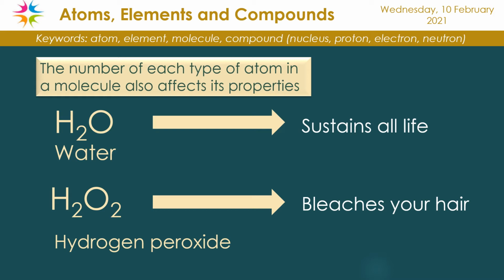So for this one, we have 2 hydrogens and 1 oxygen, and that makes water. And for the next one down, we have 2 hydrogens and 2 oxygens, and that makes hydrogen peroxide. Water obviously sustains all life, and hydrogen peroxide bleaches your hair. So they are very different properties.